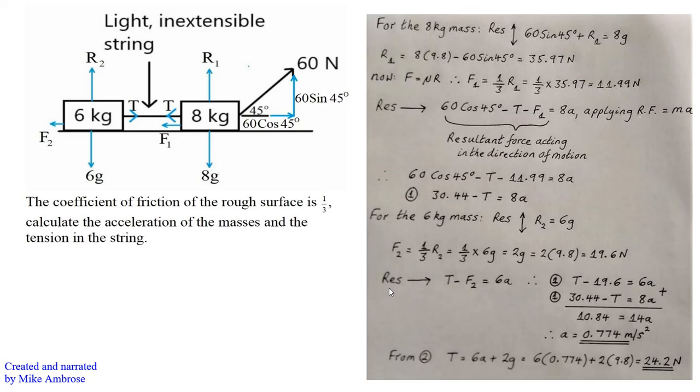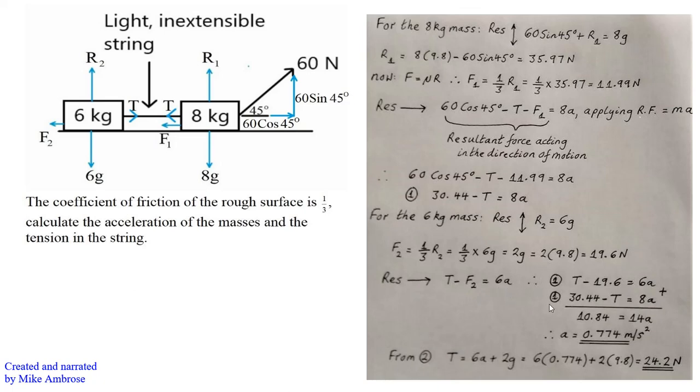Now resolving horizontally to the right for the 6 kilogram mass, the only force acting to the right on the 6 kilogram mass is this tension here, and the force acting to the left on the 6 kilogram mass is F2. So the resultant force acting upon the 6 kilogram mass to the right is T minus F2, and this must equal ma, which is then 6a.